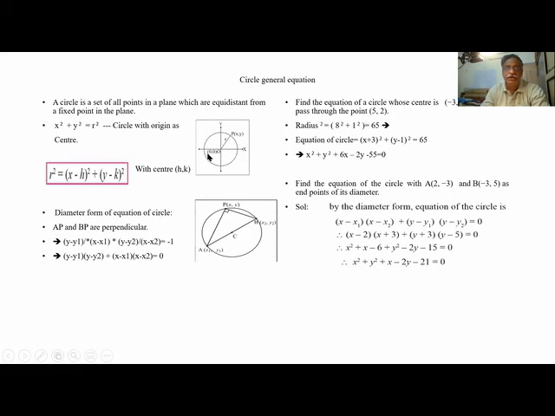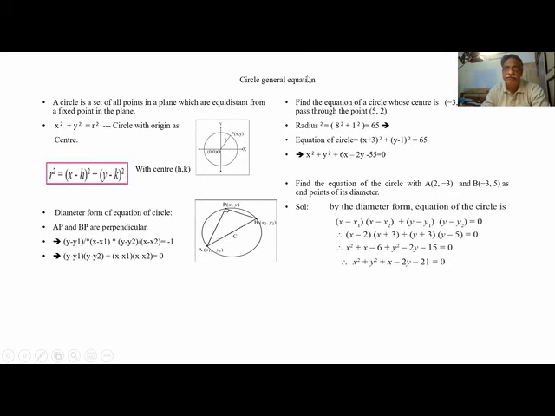So what is the relation? We know Pythagoras theorem: a square plus b square is c square. So a here is x, this x coordinate is x. B here is y, the y coordinate is y. So a square plus b square is equal to c square, where c is the radius of the circle. So x square plus y square is equal to r square is the circle formula. So if the center is (h, k), the formula is (x minus h) whole square plus (y minus k) whole square is equal to r square.